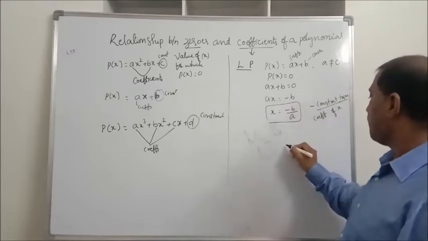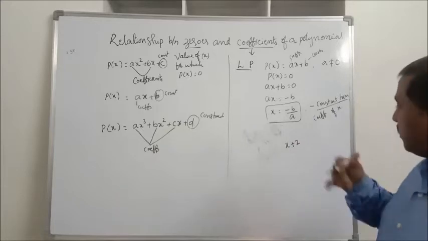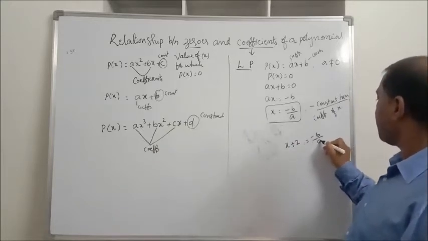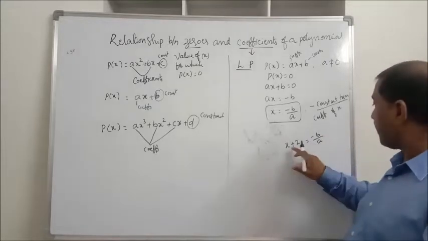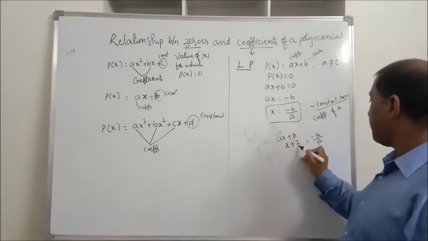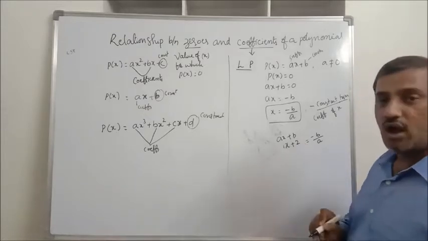For example, x plus 2 is there. Then what is the zero of the polynomial x plus 2? It is minus b by a. What is b here? It is the constant term. If we compare this with our general form, ax plus b, b stands for 2, and a stands for the coefficient, here there is no coefficient, which means it is 1. A is equal to 1.